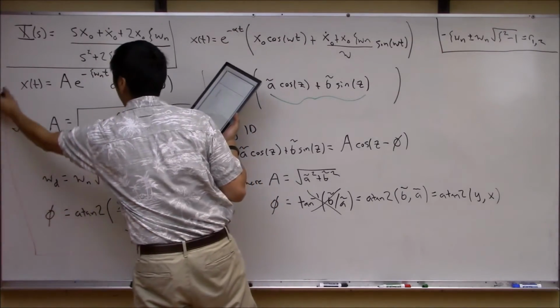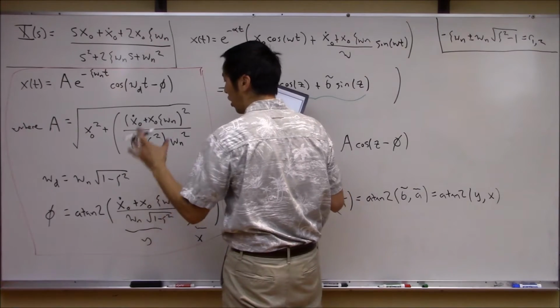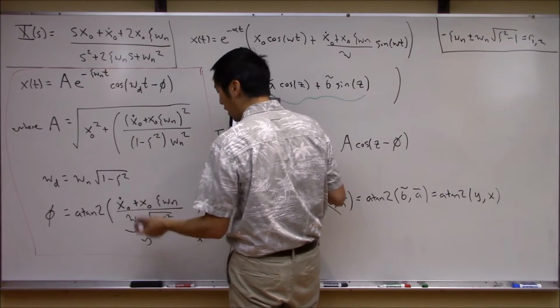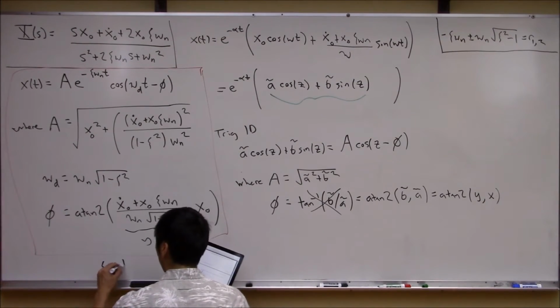Box this up because this thing in red is basically the solution of your standard second order differential equation when you have an underdamped system. Again, this is valid when zeta is strictly less than 1.